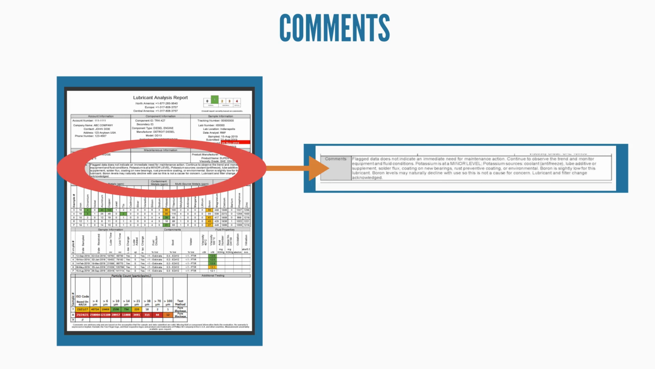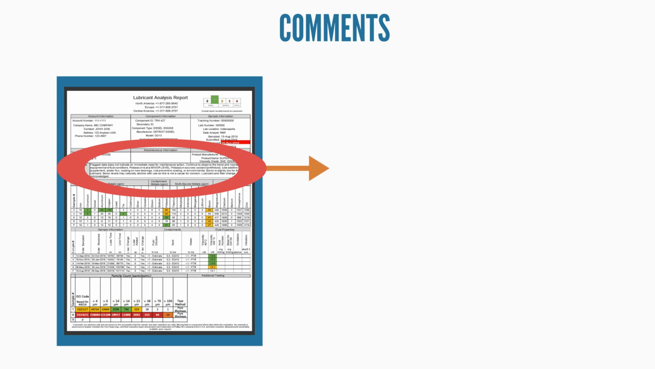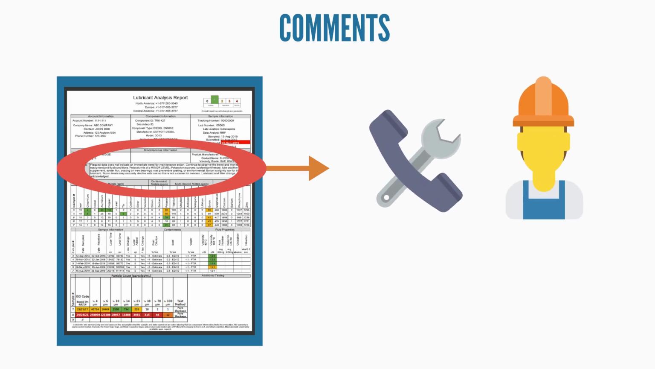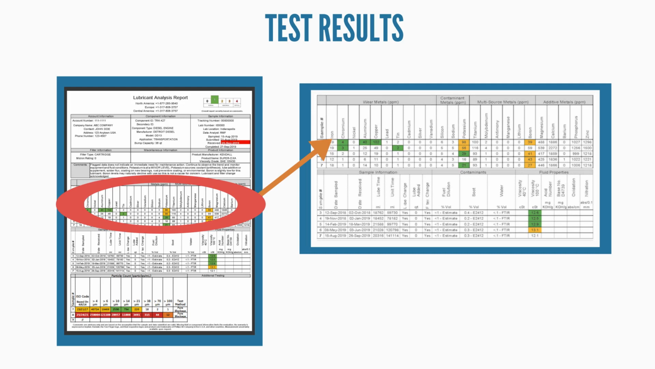Our analysts will only give a maintenance recommendation in the comments on severity 3s displayed in orange and severity 4s displayed in red. This section will provide you with in-depth analysis and interpretation of the actual test results listed further down on the report. These comments give you precise recommendations for actions, suggestions, and repairs to make to fix the problem.